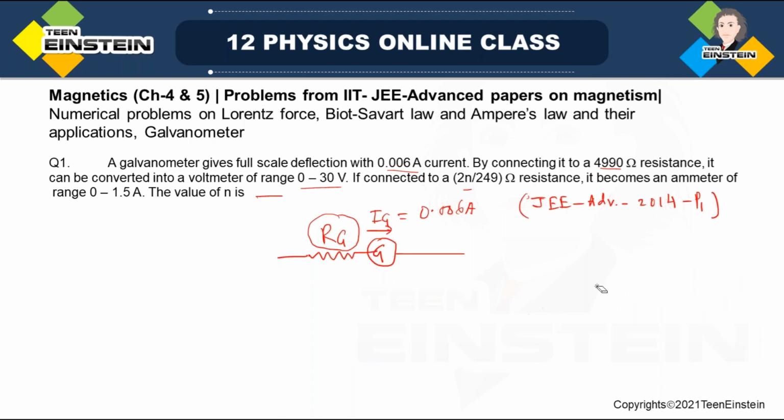Okay, so we have got IG, right? We have got IG from the question. It is given as 0.006 ampere. Okay, so this is done. Now we have to see what RG is, whether there is some clue to get RG. Let us see. By connecting it to a 4990 ohm resistance, it can be converted into a voltmeter of range 0 to 30 volt.